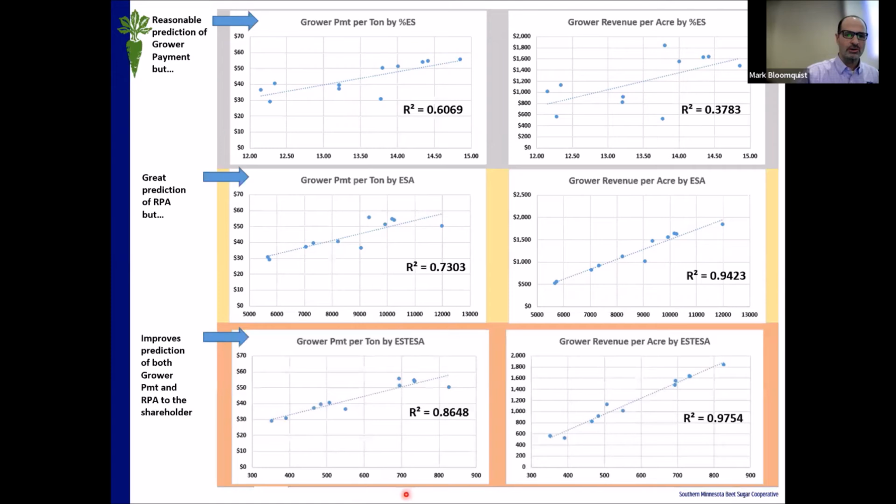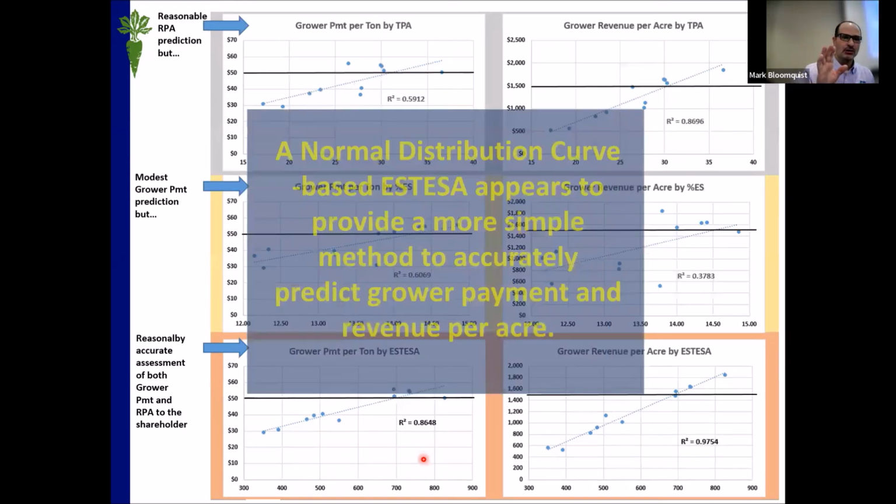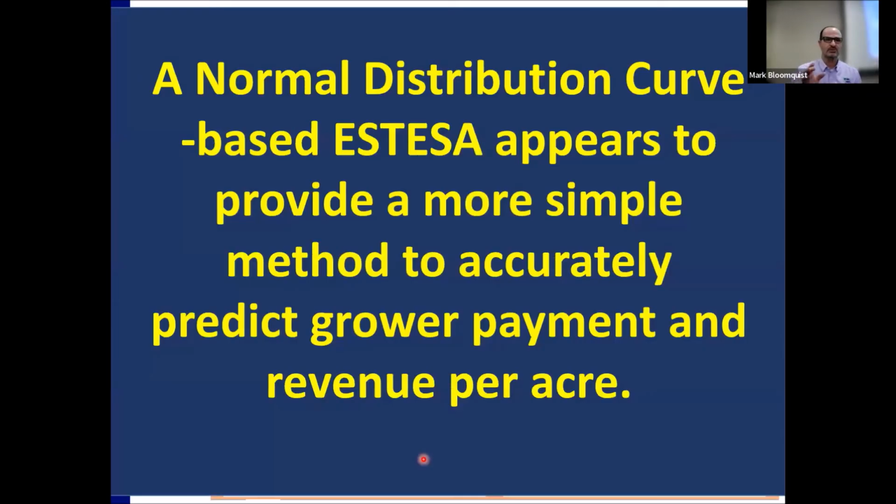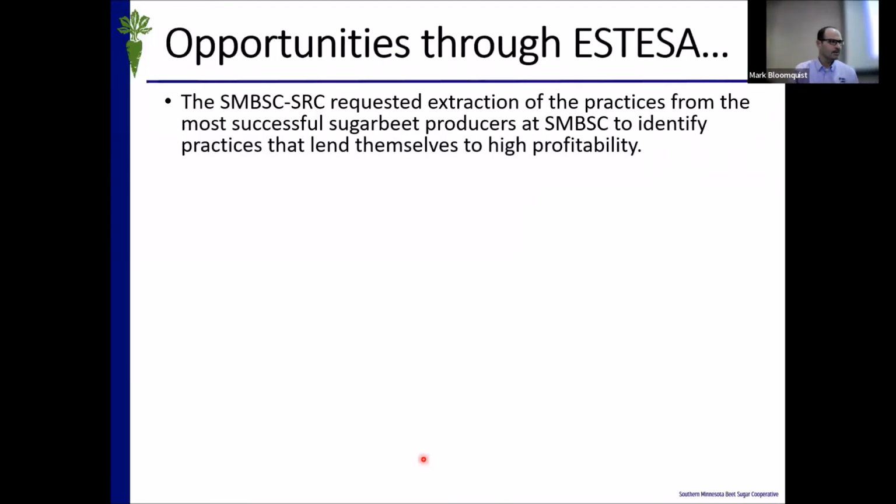The ESTESA score, contrary to the others, is able to predict both your grower payment per ton at a tune of about 86%. It's also able to predict your grower revenue per acre variability by about 97%. So in other words, it improves prediction of both your grower payment and your revenue per acre to the shareholders. So a normal distribution curve based ESTESA score appears to provide a more simple method to accurately predict grower payment and revenue per acre.